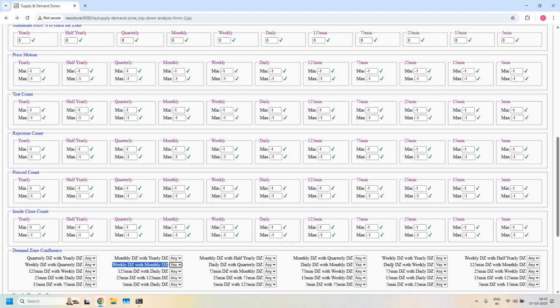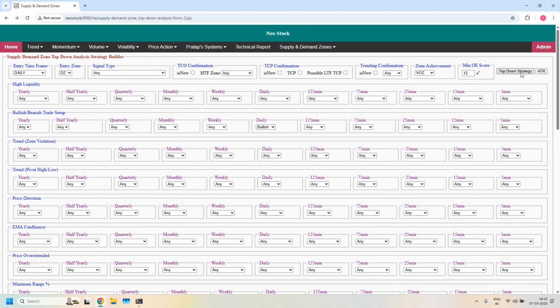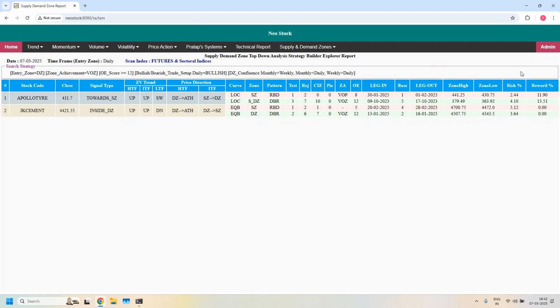That means daily is overlapped with weekly, both together overlapped with monthly demand zone. Such kind of stocks we want to know. We got two stocks, bullish trade setup. In these two stocks, these daily demand zones are overlapped with weekly demand zone, and both together overlapped with monthly demand zone. That is what we set the filter. Always look into the search strategy so that you understand how we filtered these stocks.